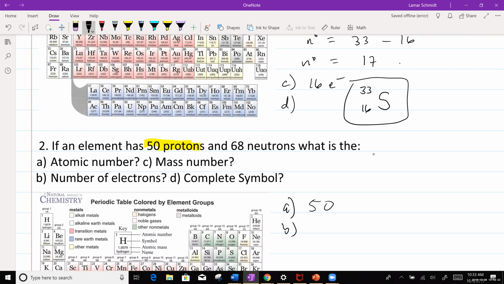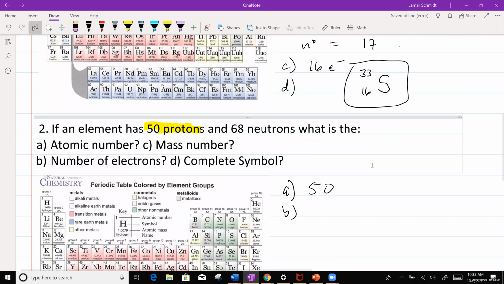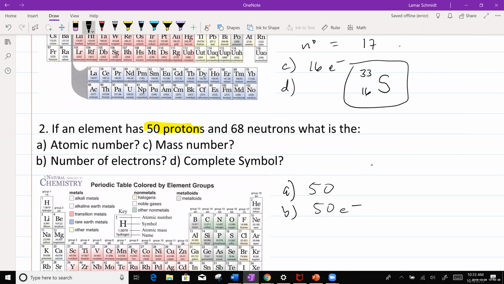B, number of electrons. We know we have an atom. We talked about this just a little while ago: atoms have a neutral charge. In order to have a neutral charge, they have to have the same number of protons and the same number of electrons. So if we have 50 protons, then we also must have 50 electrons.